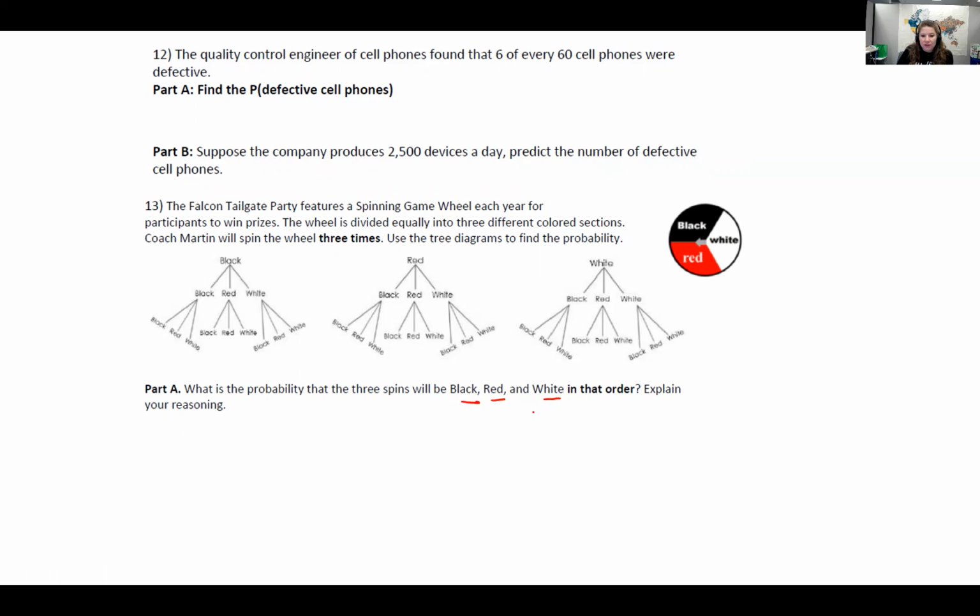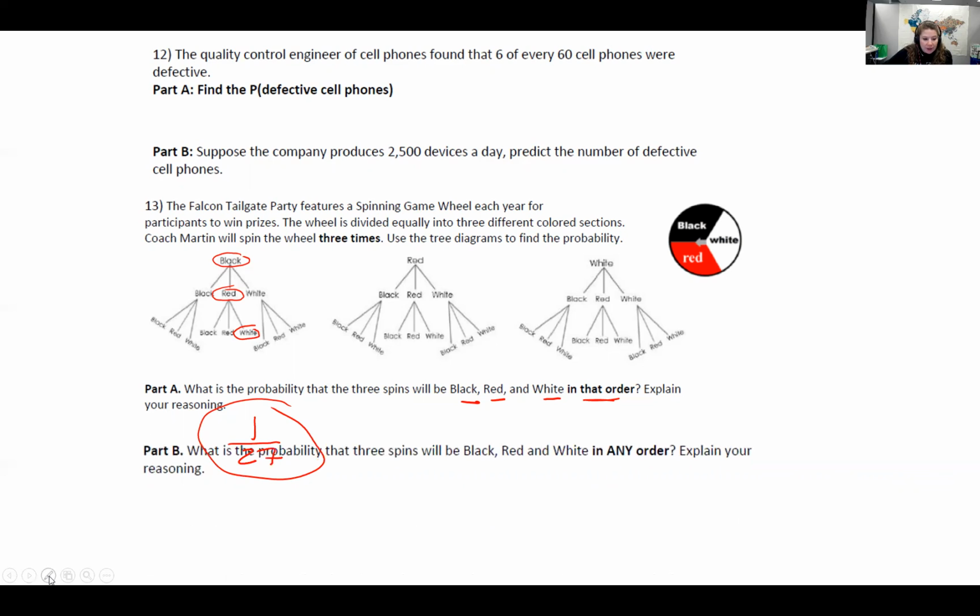The first thing we're going to do is figure out how many outcomes there are so we know what our denominator is. So we have 1, 2, 3, 4, 5, 6, 7, 8, 9, 10, 11, 12, 13, 14, 15, 16, 17, 18, 19, 20, 21, 22, 23, 24, 25, 26, 27. 27 outcomes, and we're looking for black, red, and white. So here's black, here's red, and the third spin, we're looking for white. Nowhere else on this tree diagram does it happen again. So in that order, only once out of 27 times. If it said any order, that number would be bigger.